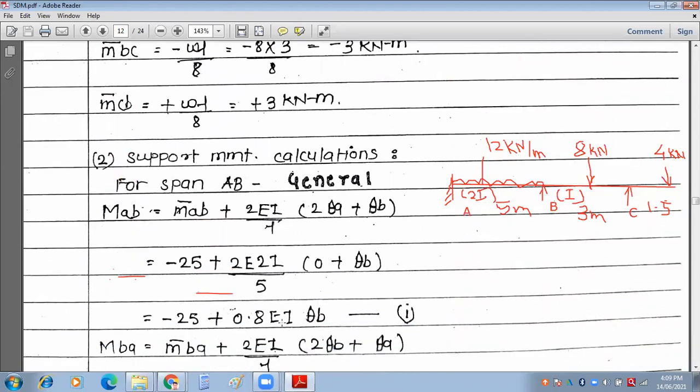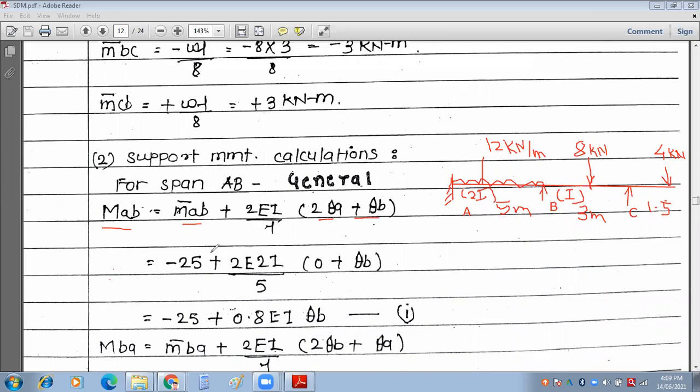Now we have to apply the slope deflection equation. If we consider span A, the end is fixed and B is continuous. For this condition, we have to use the general equation. Which kind of equation do we use? The general equation. As we know, the general equation is moment AB is equal to fixed end moment AB plus 2EI upon L into bracket 2 theta A plus theta B.